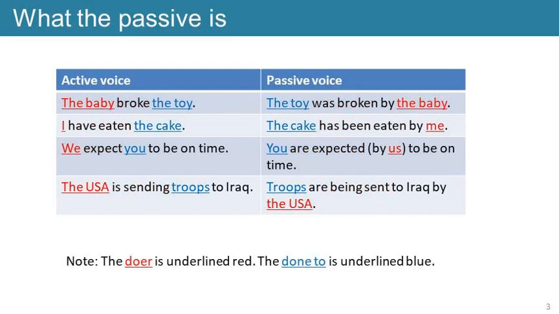In the active voice, we can say that the subject of the sentence is the doer of the verb. So, for example, in "the baby (subject) broke the toy," the baby is the doer of the breaking. In the passive voice, "the toy was broken by the baby," the grammatical subject, toy, is not the doer, but the done to.